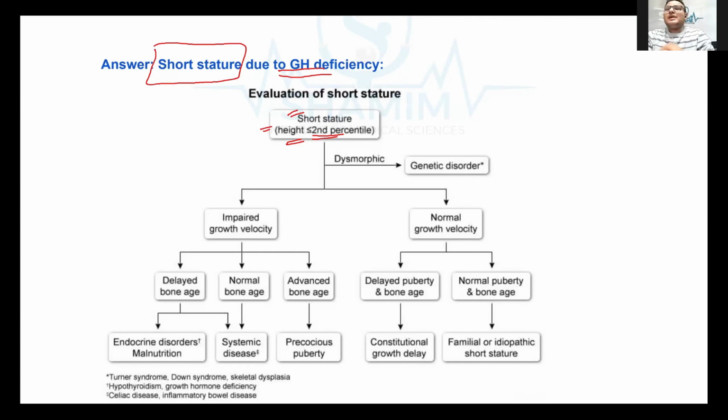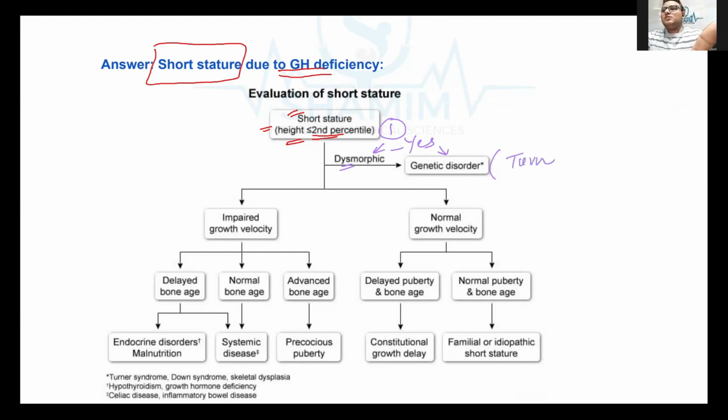Next, we will check: is there any dysmorphic feature? I will point out, one by one, the questions we will ask about the patient. That is very important, step by step. The first question we will ask is, is there any dysmorphic feature? If dysmorphic features are present, this is a genetic disorder. Genetic disorders most likely have dysmorphic features that present with short stature.